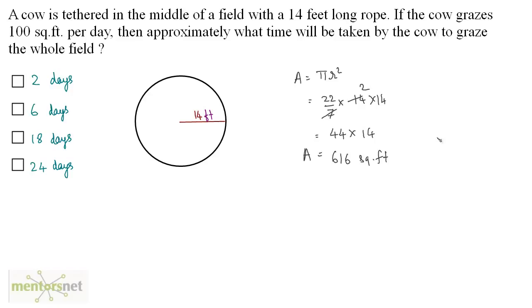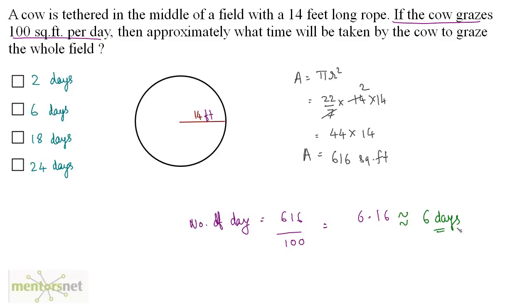Now we have been given that the cow grazes 100 square feet per day, and we have been asked how many days will be required to completely graze this total area of 616 square feet. So the number of days required will be equal to the total area divided by the area grazed in one day. So 616 by 100, and that's equal to 6.16. So approximately it is equal to 6 days, right? So the time taken to graze is 6 days. Option B.